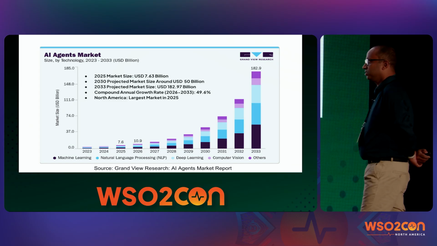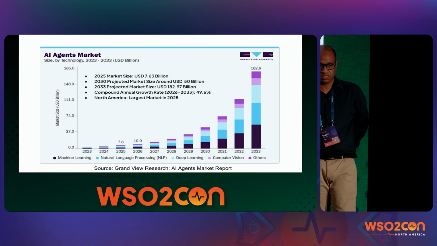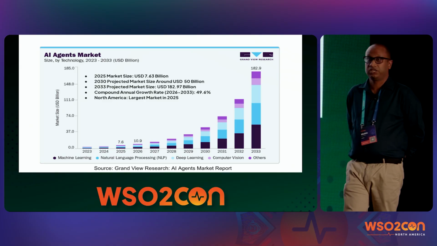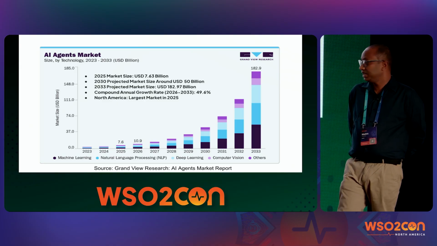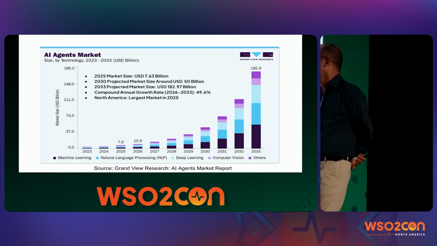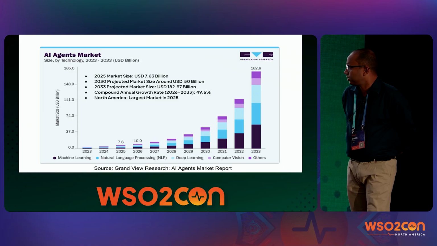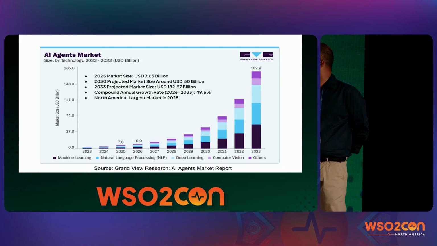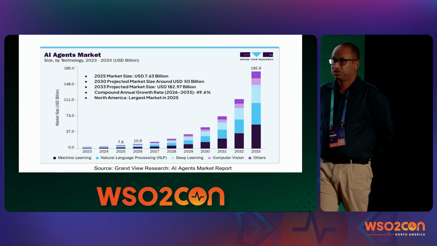So in 2026, the value of the AI agent market is about $11 billion US. And by 2030, we are expecting it to rise to a value of 50 billion US dollars. And then from that point onwards, it's going to grow even more. So this is the current outlook, and this is coming from one of the Grand View Research reports, right?